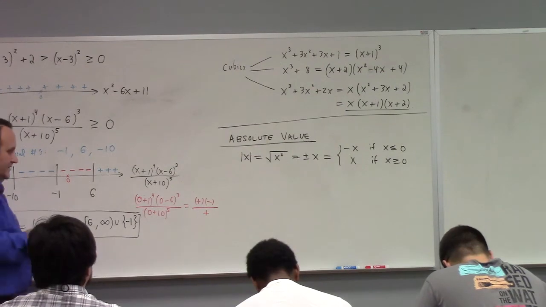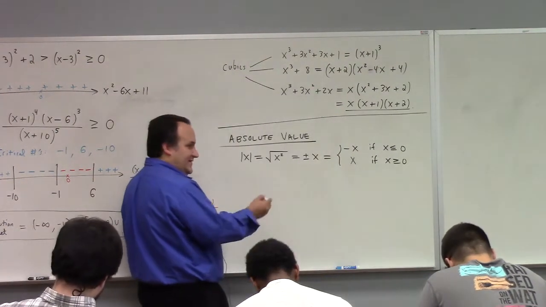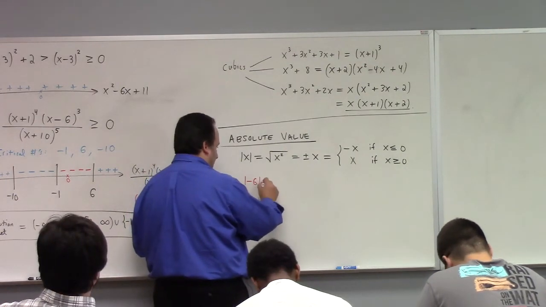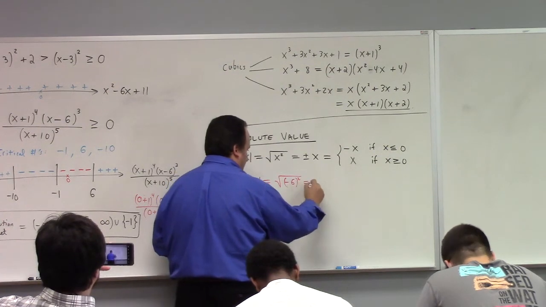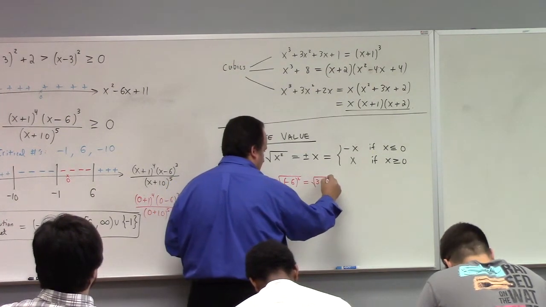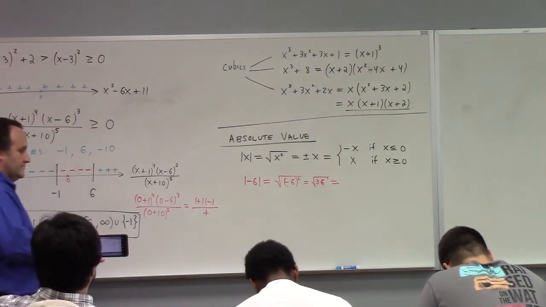If you doubt me, let's try a number. How about the absolute value of minus 6? What happens? According to my formula, we have the square root of (minus 6) squared, which is the square root of 36, which is, well, I think it's 6, right?